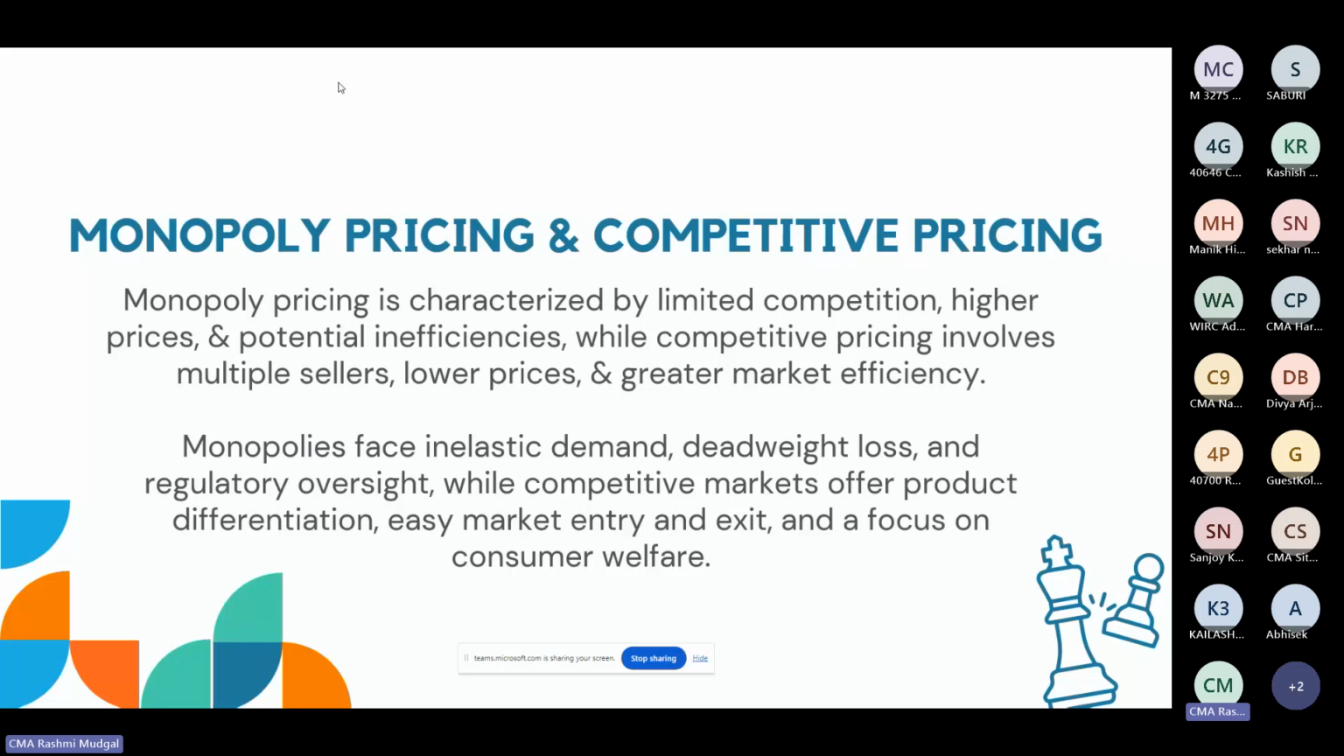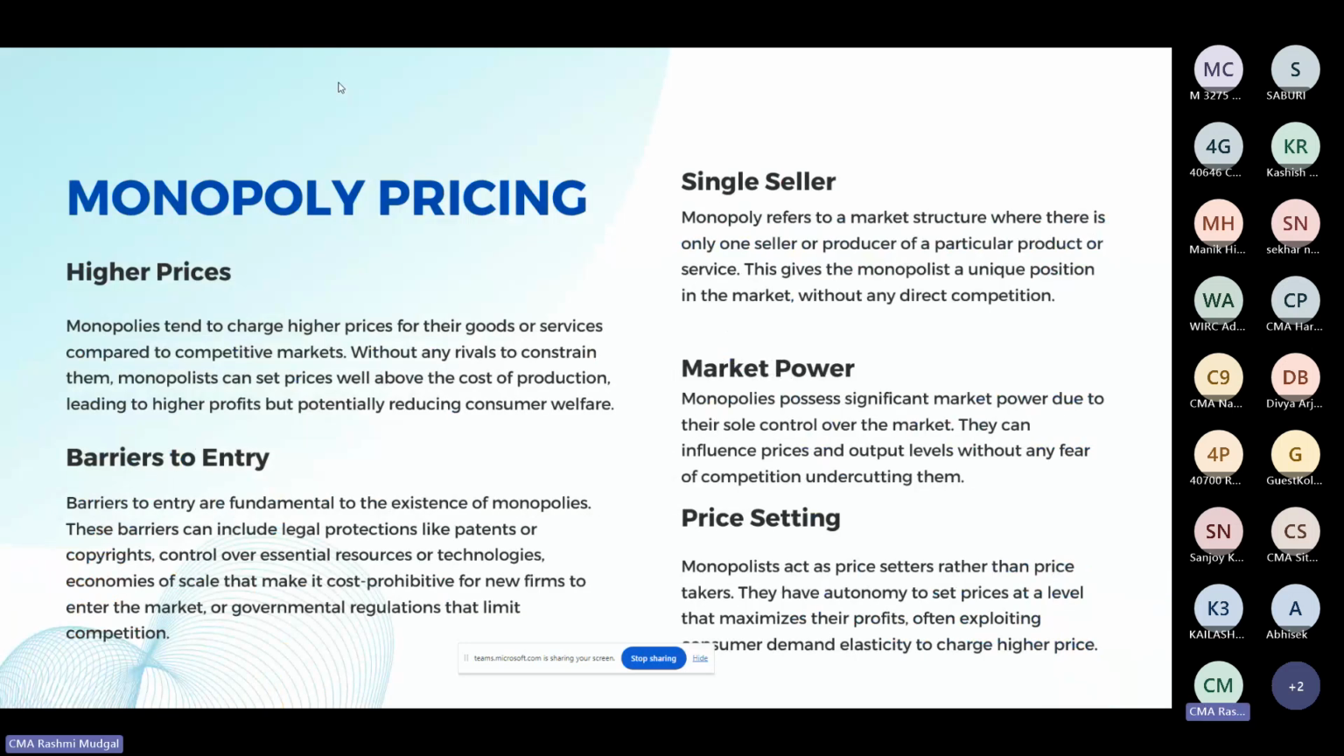So what happens between these two? We can discuss it one by one. What happens in monopoly pricing? Monopoly pricing firstly has the assumption that there is a single seller. Monopoly refers to a market structure where there is only one seller or producer of a particular product or service. This gives the monopolist a unique position in the market without any direct competition.